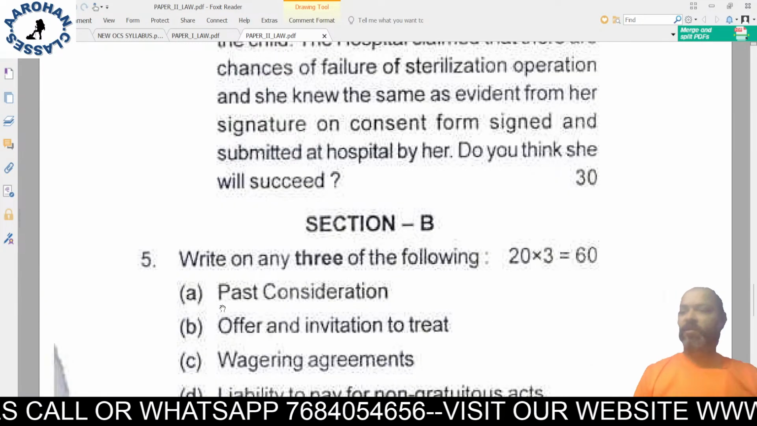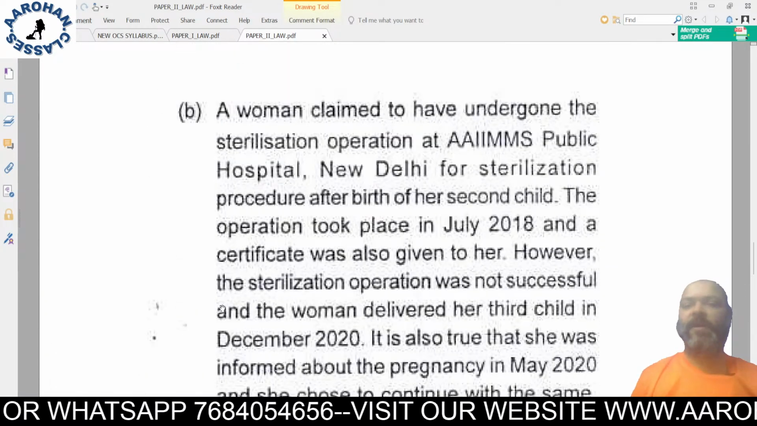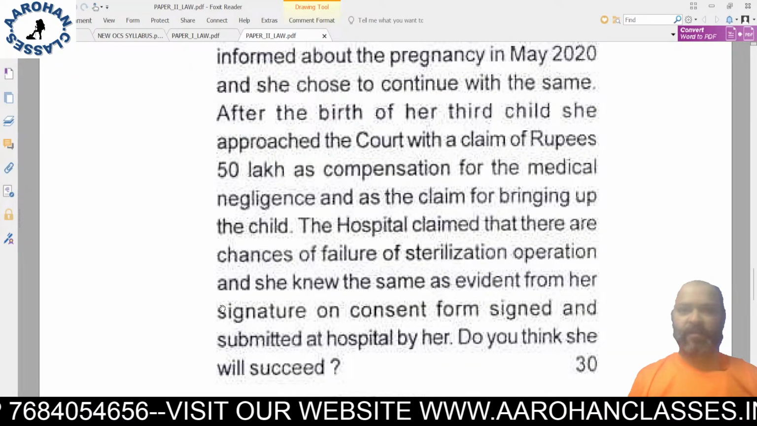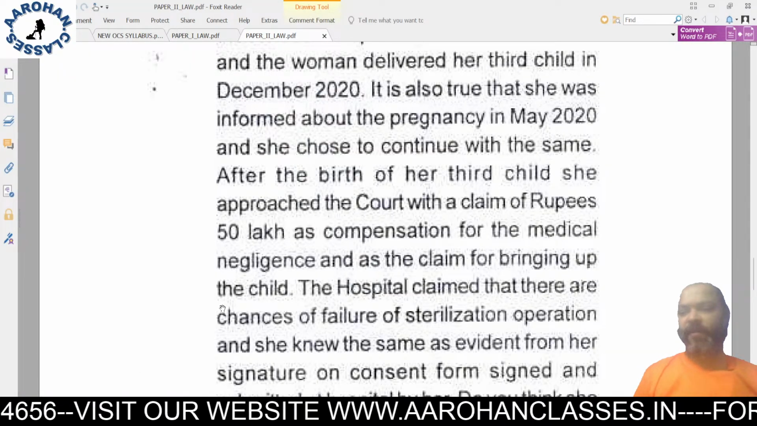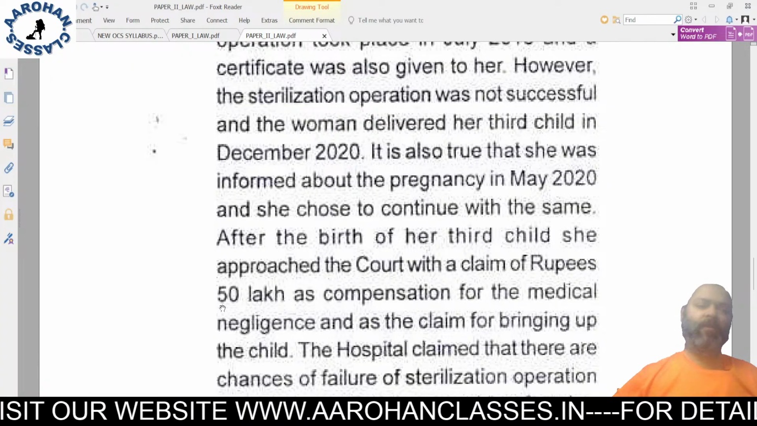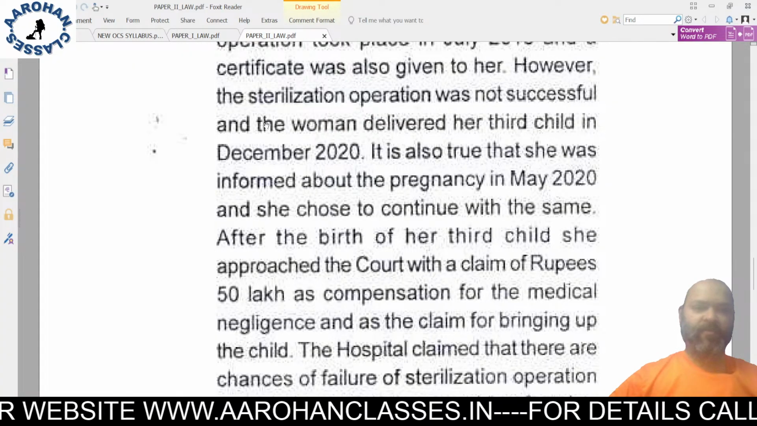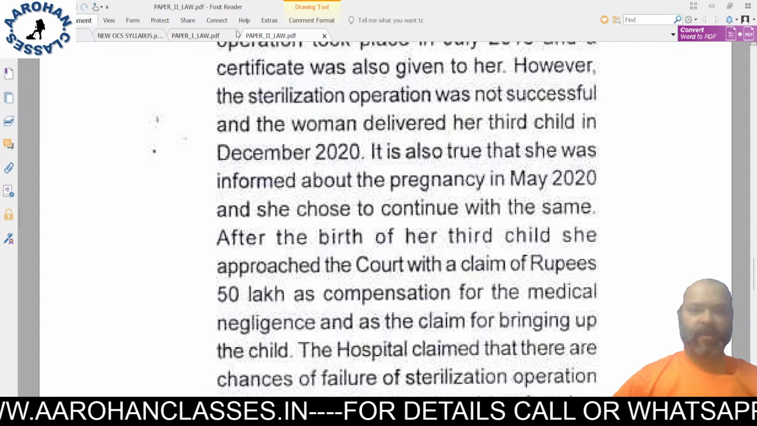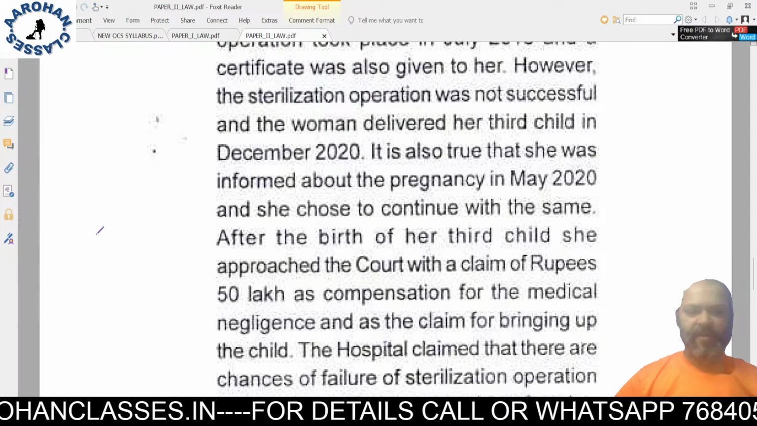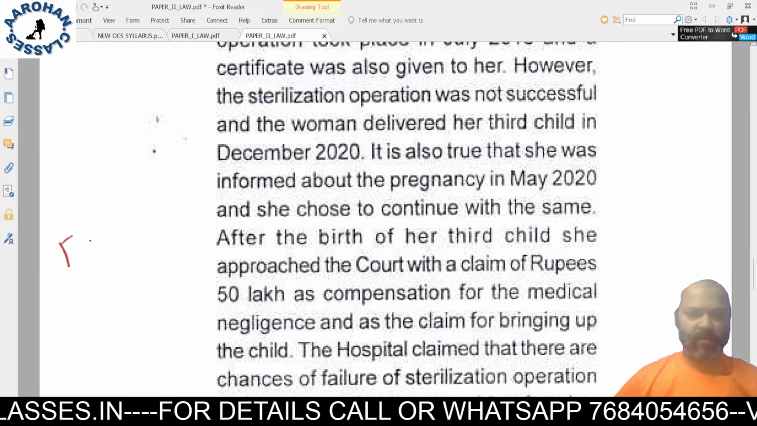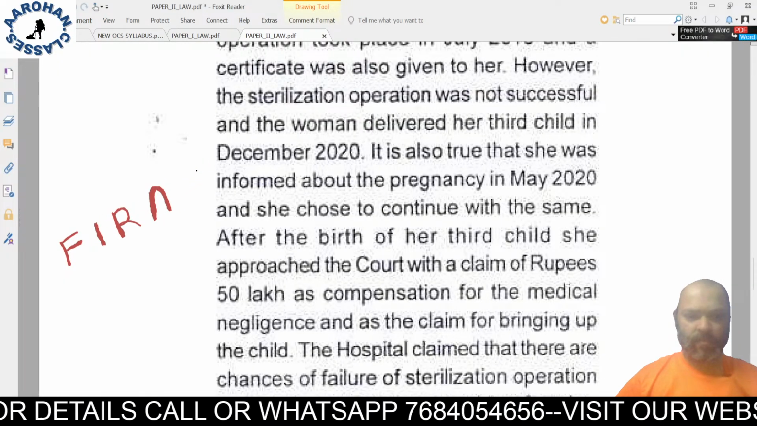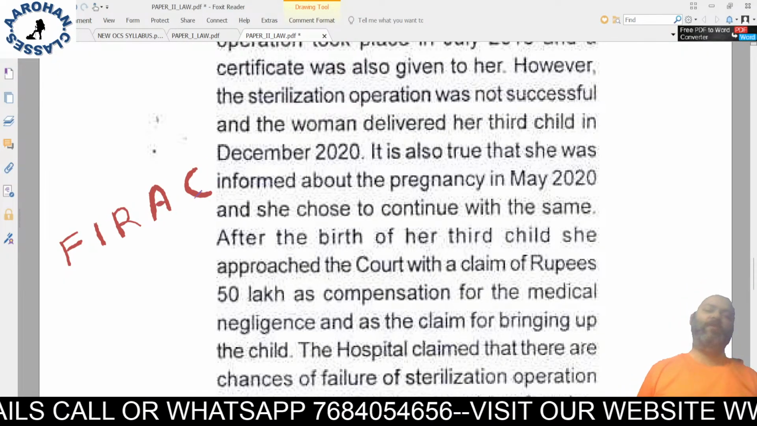So these types of cases, which are basically the problem cases, we generally deal with in a particular format which we follow for the judicial exams, that is the FIRAC framework. What is this FIRAC framework?